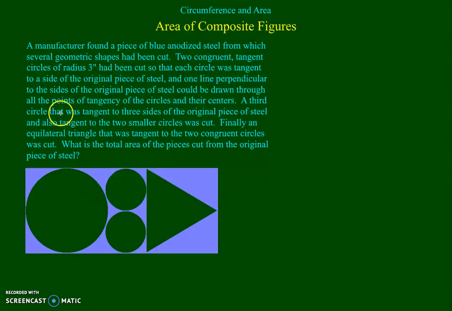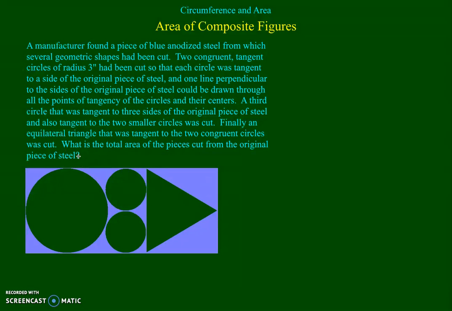A third circle that was tangent to three sides of the original piece of steel and also tangent to the two smaller circles was cut. Finally, an equilateral triangle that was tangent to the two congruent circles was cut. What is the total area of the pieces cut from the original piece of steel?